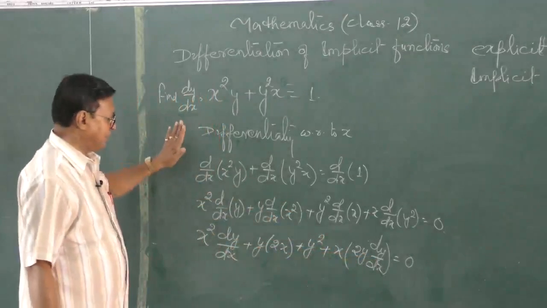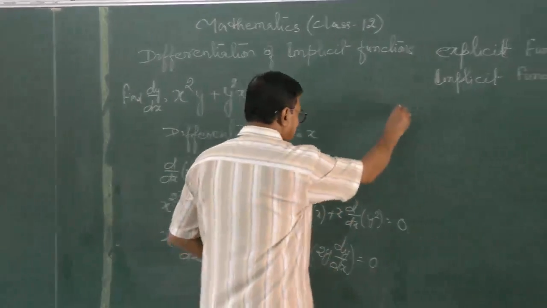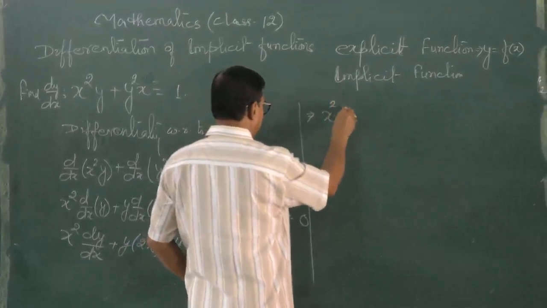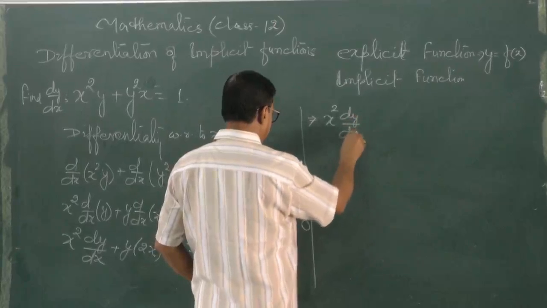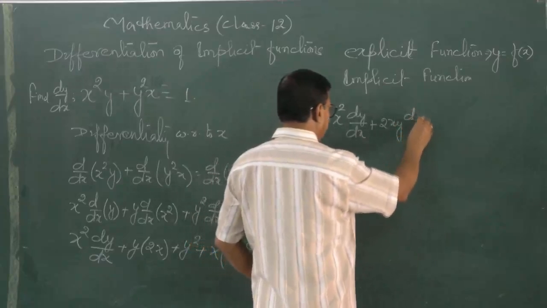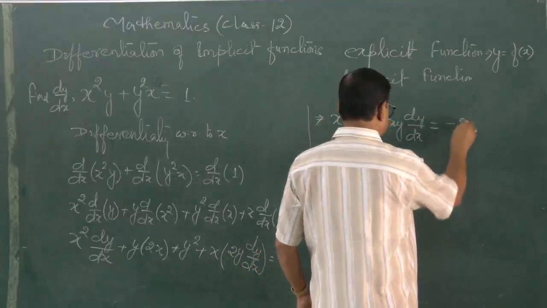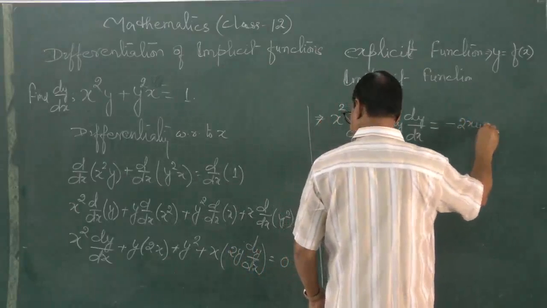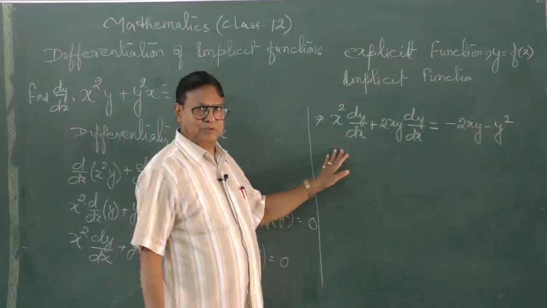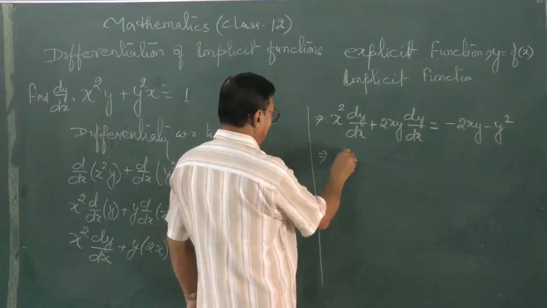Question says find dy by dx. So, the terms containing dy by dx, we keep on one side. Terms containing dy by dx on one side, without dy by dx on the other side, take dy by dx common.